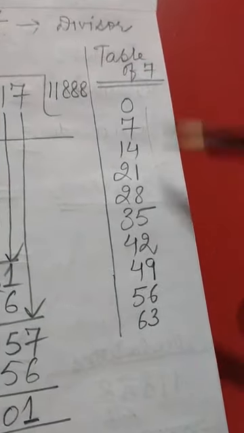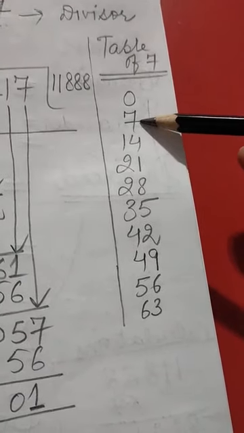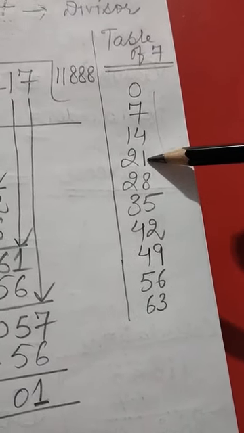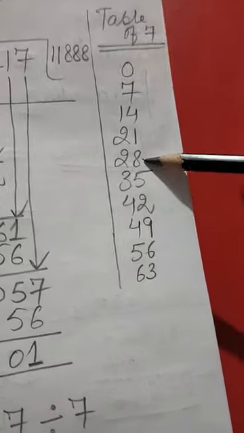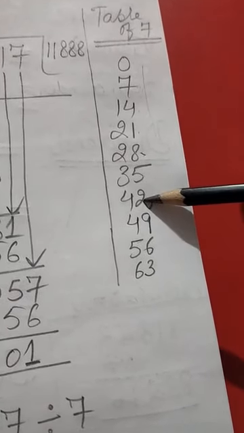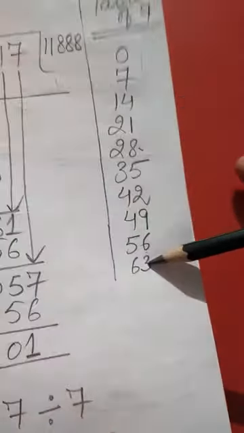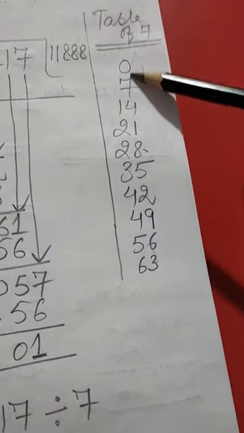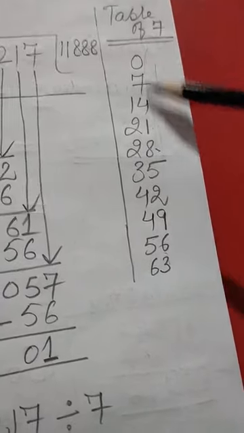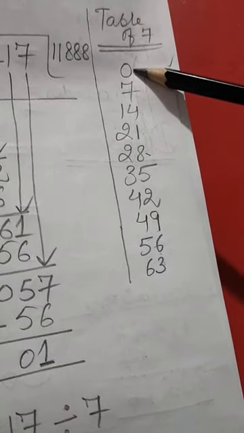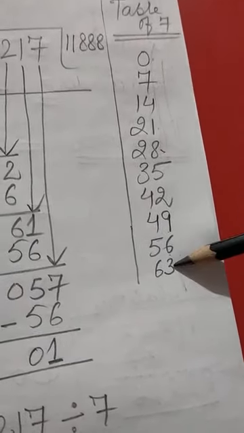On the side, firstly you can write the table of 7. 7 zeros the 0, 7 ones the 7, 7 twos the 14, 7 threes the 21, 7 fours the 28, 7 fives the 35, 7 sixes the 42, 7 sevens the 49, 7 eights the 56, 7 nines the 63. Means you will write the table from 0 to 9, 7 multiplied by 0 up to 7 multiplied by 9. Then how to do the division?